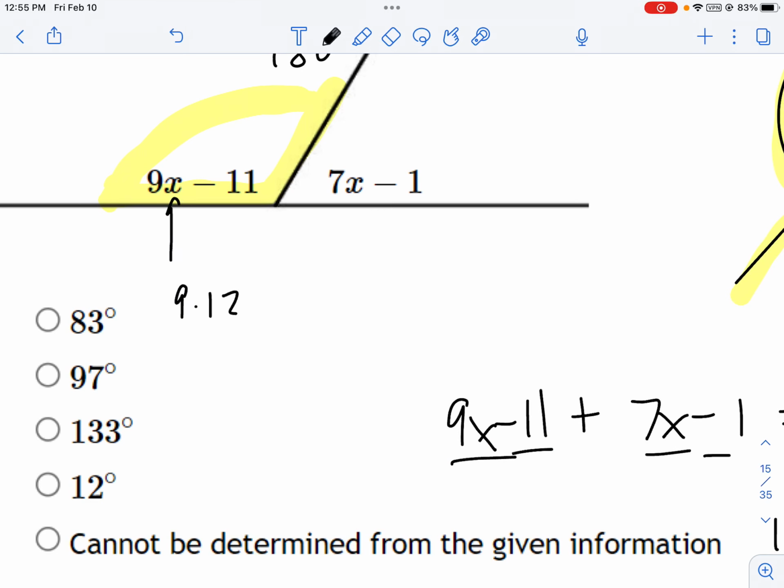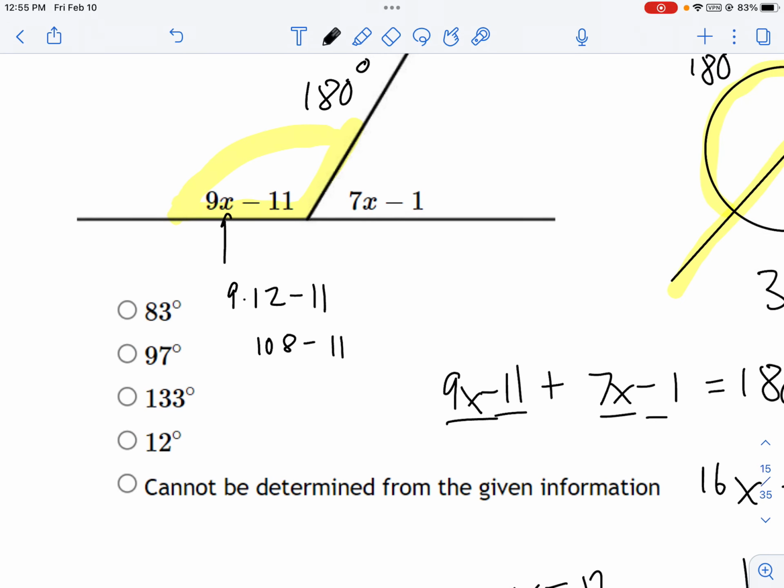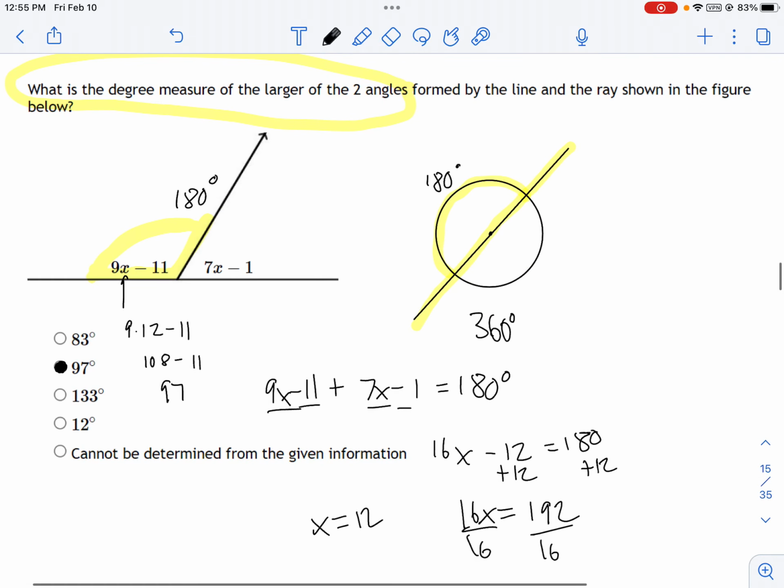So 9 times 12 minus 11. Alright, so 9 times 12 is the lovely answer of 108. Minus 11 from that, and we get 97. Done. Finito. Okay, directions are going to be very, very important when it comes to these.